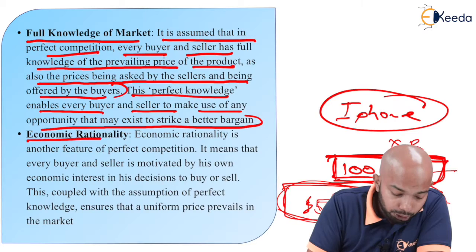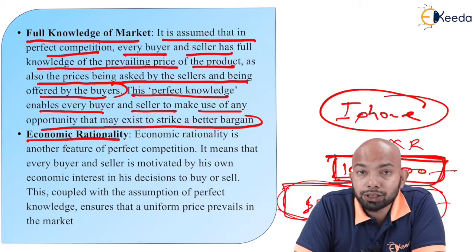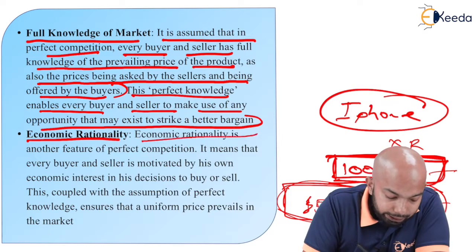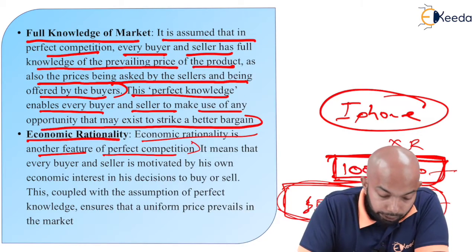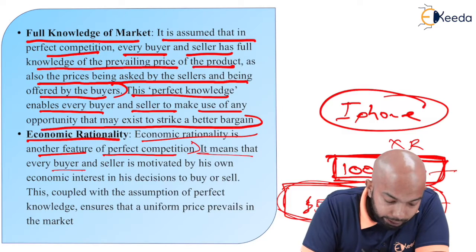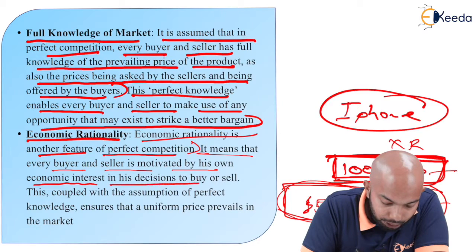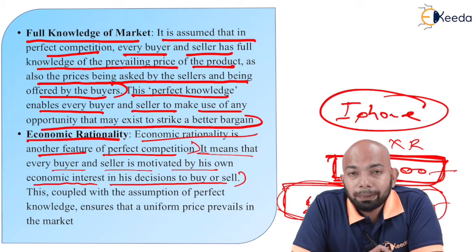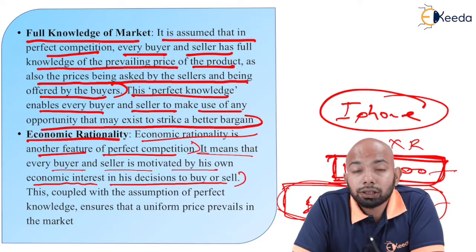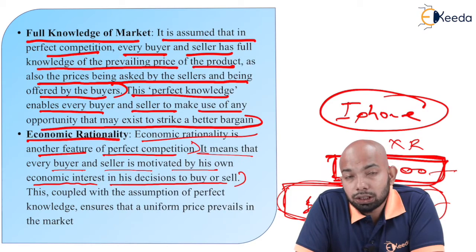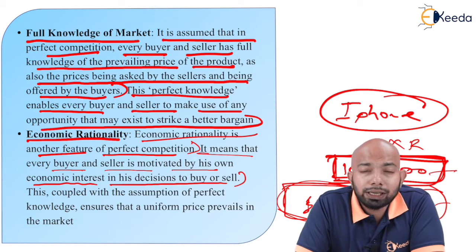Now the next feature is economic rationality. Economic rationality is another feature of perfect competition. What does it mean? It means that every buyer and seller is motivated by their own economic interest in their decision to buy or sell. I buy goods because I have a certain economic interest in them. I want to buy those goods because they are cheap for me right now and I need that kind of quantity, hence I'm buying.